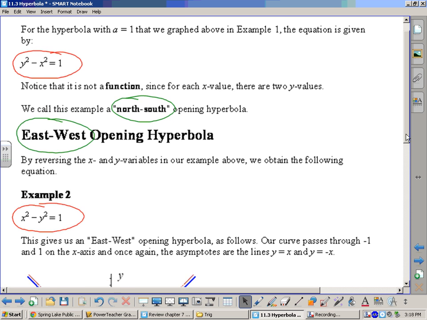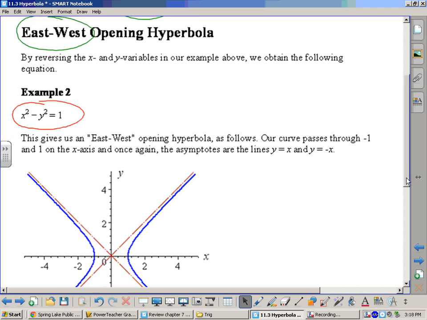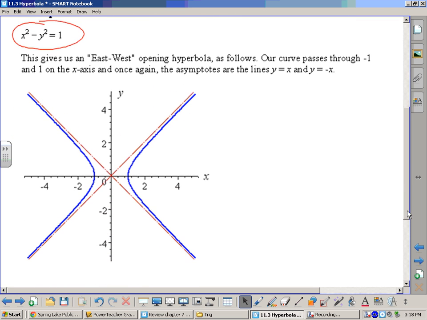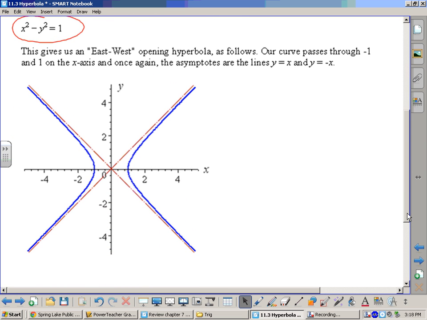We're going to deal with some where the vertices move a little bit. So here's what an east-west looks like. Again, we're looking at the vertices, and the vertices for an east-west one here are (1, 0) and (-1, 0). And if you'll notice, that's going to have something to do with the number that will be underneath the x and the y in the equation. And when I show you the general equation, you'll see where that comes from in just a moment.